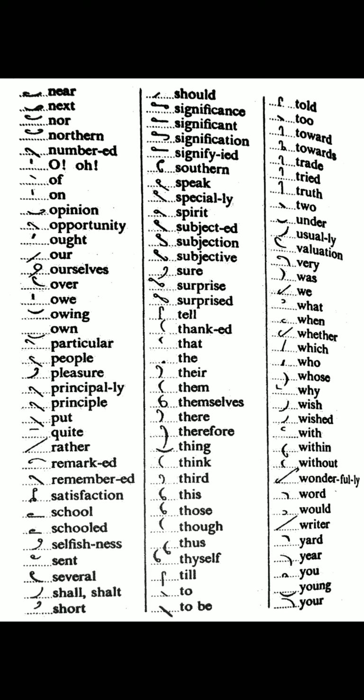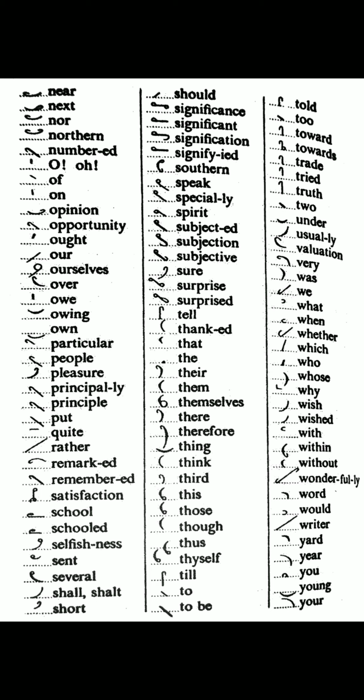Upward tick on the line is used here for should. S circle gave with an S circle above the line for significance. S circle gaze stroke above the line for significant. S circle gaze stroke with shan hook above the line for signification. S circle gaze stroke above the line for signify and signified.